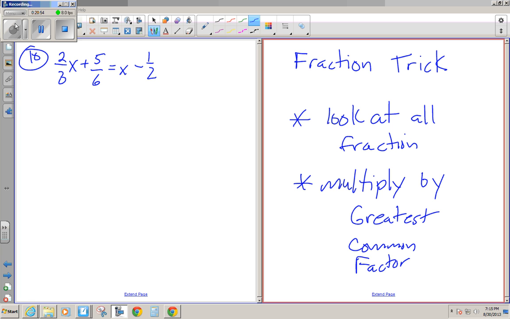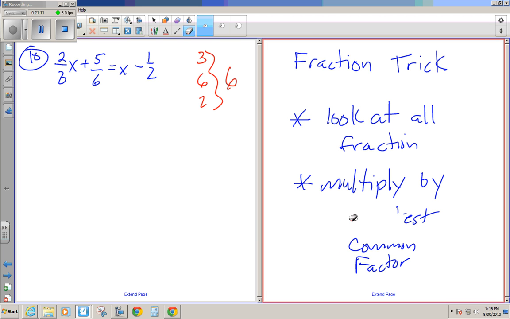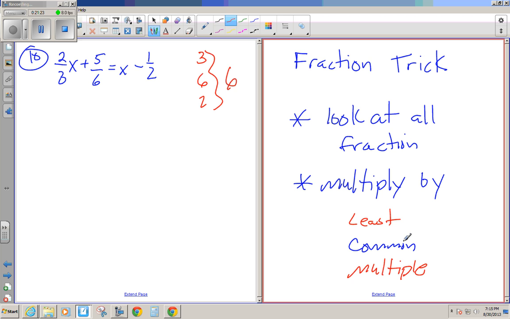So, looking at this problem right here, what is the greatest common factor of 3, 6, and 2? Greatest common, oh, not factor, I'm sorry. I kind of mixed up, put two of these together. Sorry about that. It is something that they have in common, but it's the other one. It's the least common multiple. All right, least common multiple of all of these is 6.